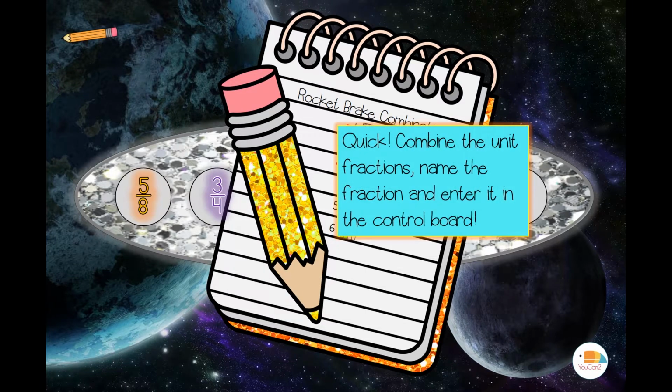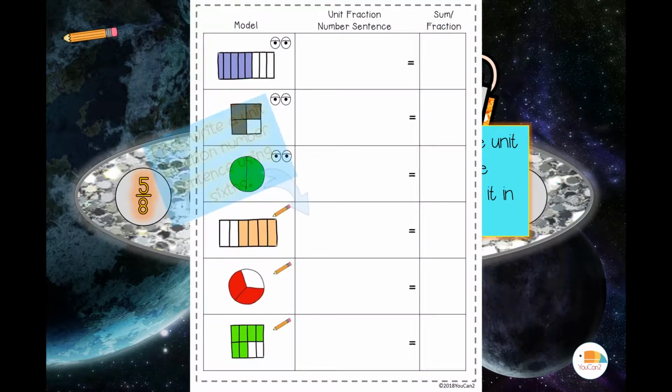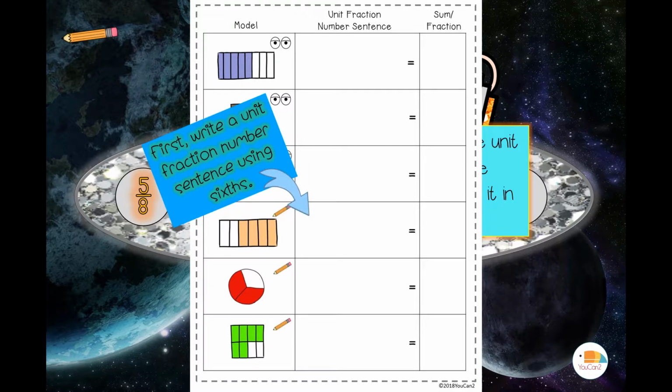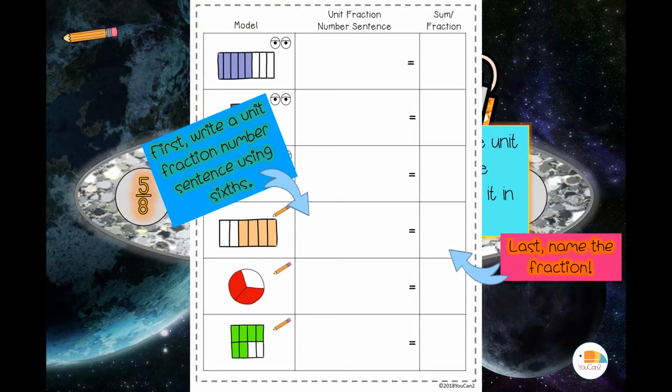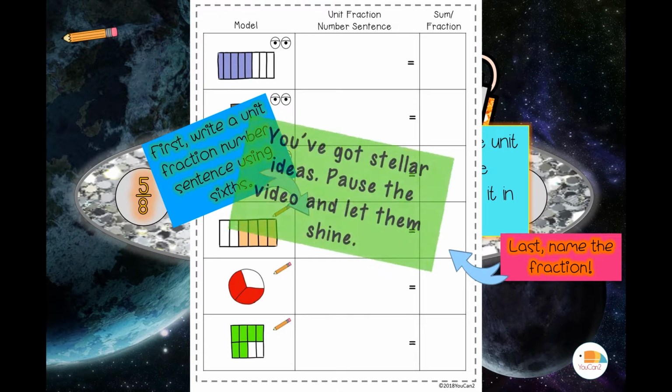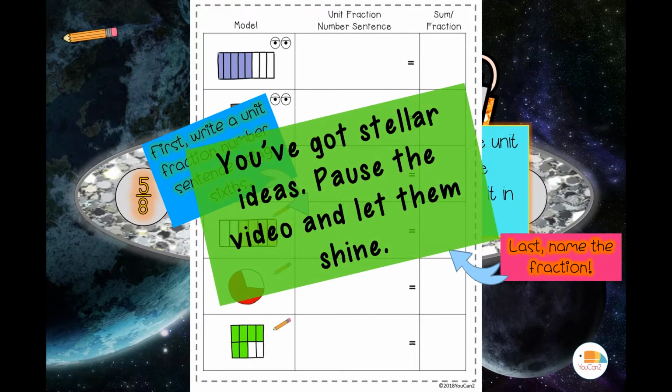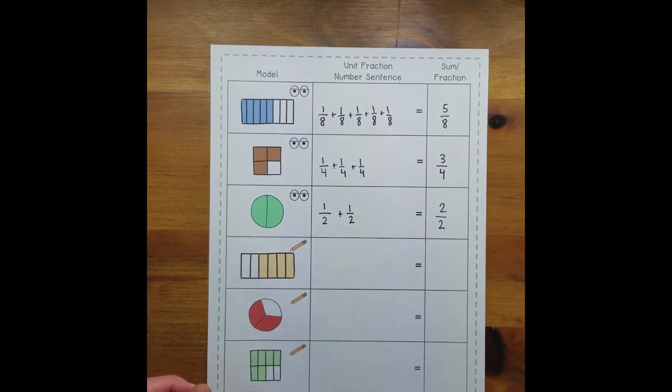Oh, but this is a pencil problem. That means we're going to need your help. What things might you need to think about in your pencil problem? Well, the first thing I do is write a unit fraction number sentence. And then I use those unit fractions to count and name my fraction. Don't worry, you've got stellar ideas, so pause and let them shine. You do on your own.